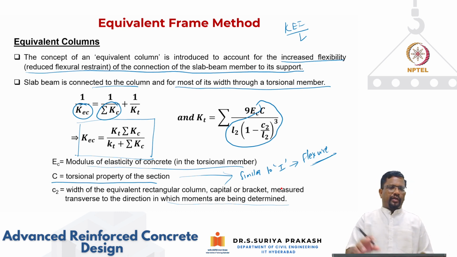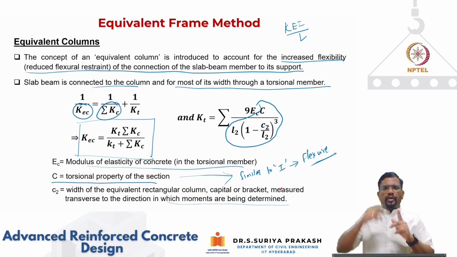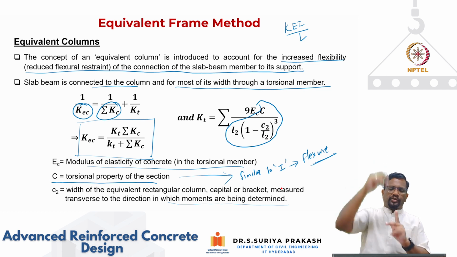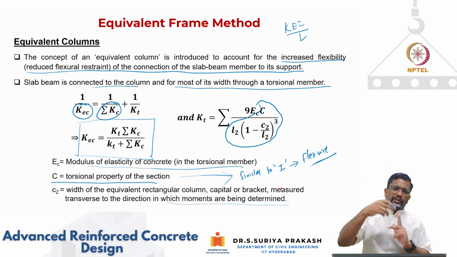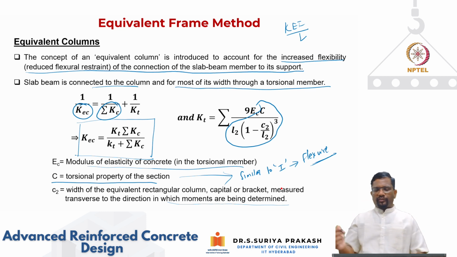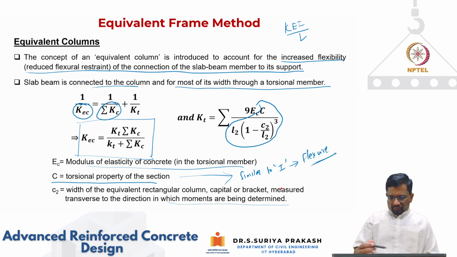So now let's see how to do the calculation of Kec and all that in the example. But the basic concept is this: the column and the above are connected in parallel. The transverse beam is connected to this equivalent summation of these two column stiffnesses in series. So you calculate your overall equivalent stiffness, Kt into summation of Kc divided by Kt plus summation of Kc.